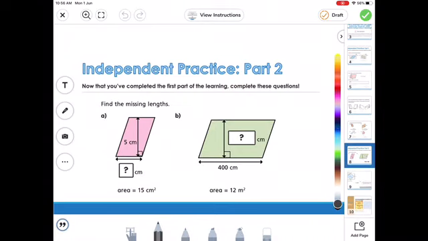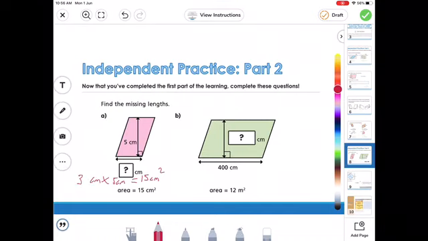Okay, find the missing parts. Find the missing lengths. So we know the area is 15 centimeters squared. So we need to work out what the base is. We know the height is 5 centimeters. So what goes with 5 to make 15? The answer is 3. So the base is 3 centimeters. 3 times 5 is 15.